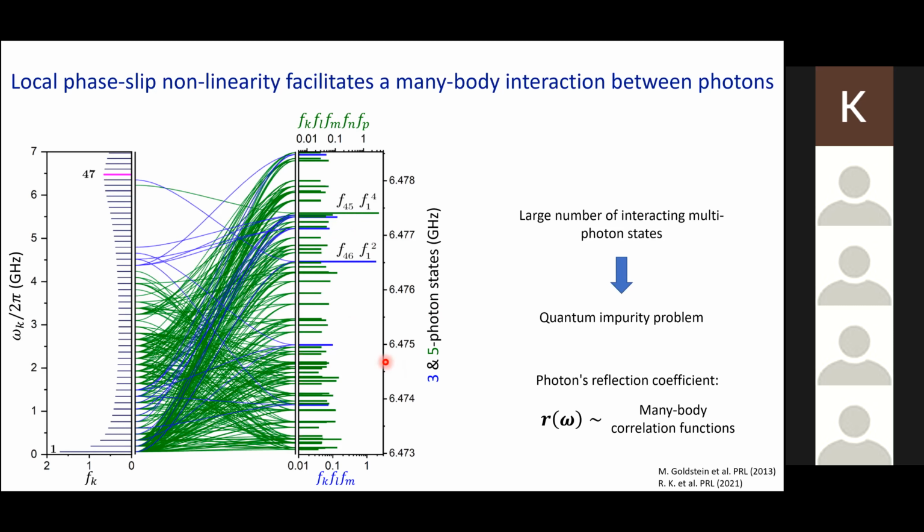And what we can do is measure the rate of this decay, and from this rate, or in particular the reflection coefficient of the impurity, we can extract many-body correlation functions which are different for different types of impurities.